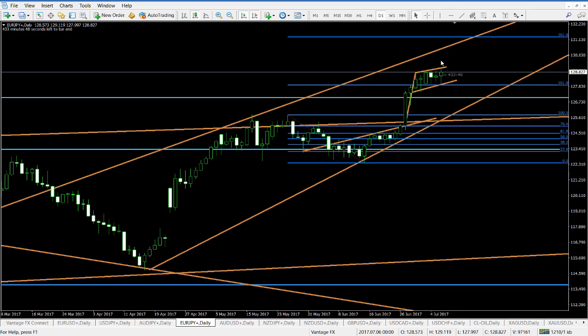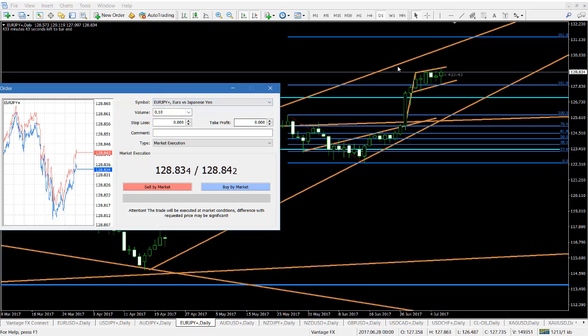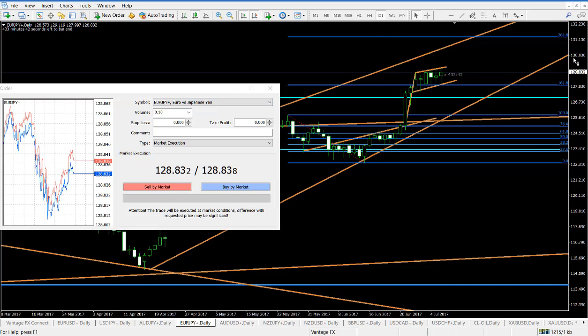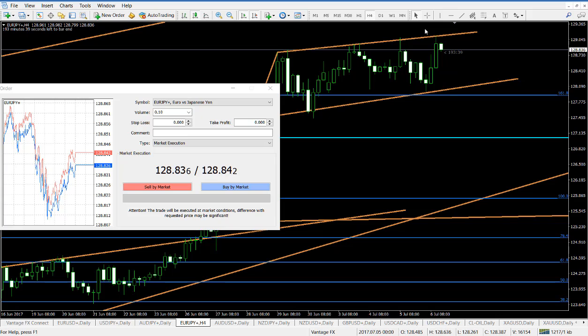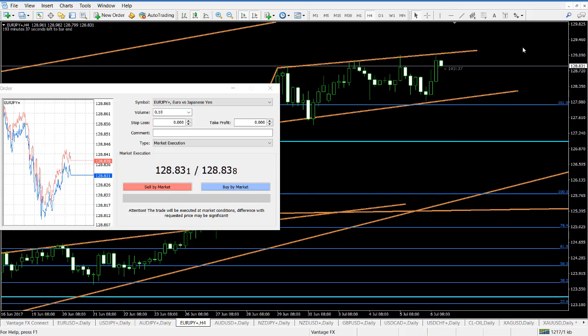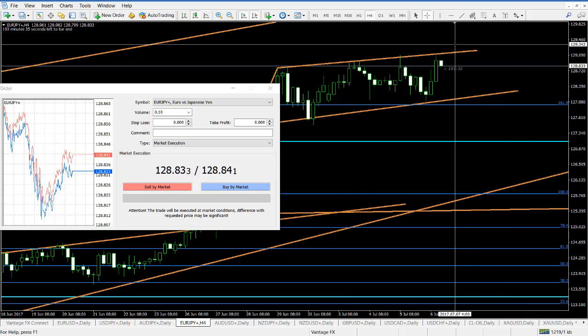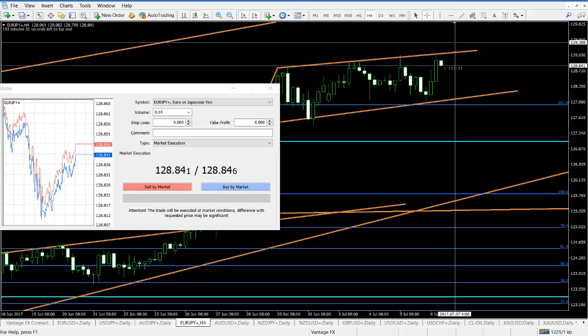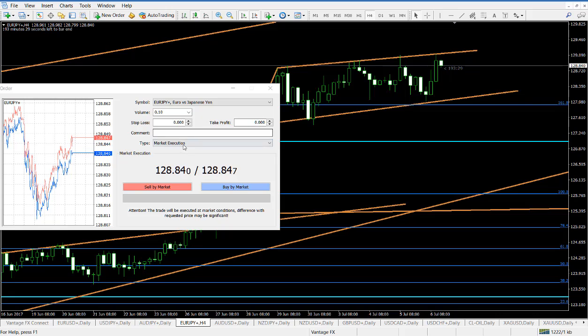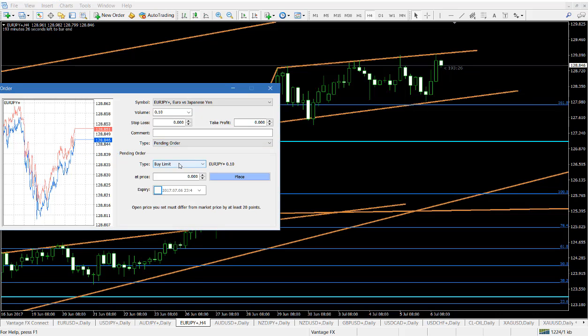So what I do, I put a stop here. Let's put one on a 4-hour chart. It's going to be around, I put my stop at 129.40. So I put a pending order, buy stop, 129.40.